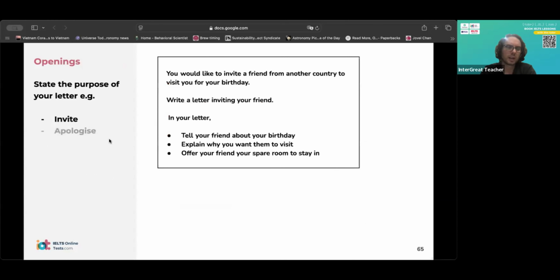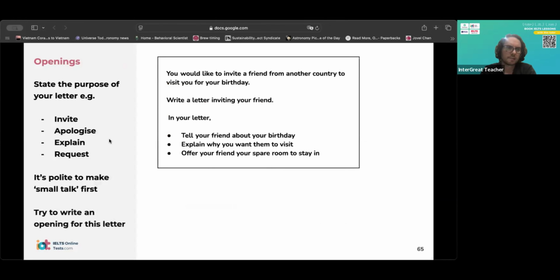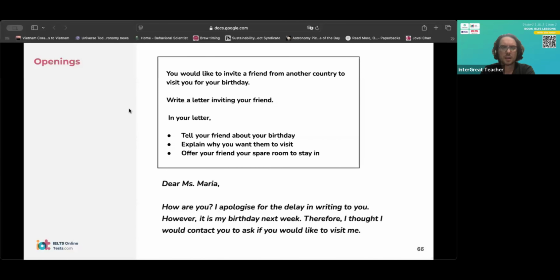Okay, so now we're going to look a little bit more about the openings. Can you guys take a look at the 4 types of purpose on the board here? We have invite, apologize, explain, and request. So which one do you think this letter falls under the category of? Invite. Yeah, that's correct. So they're inviting a friend for a birthday party.